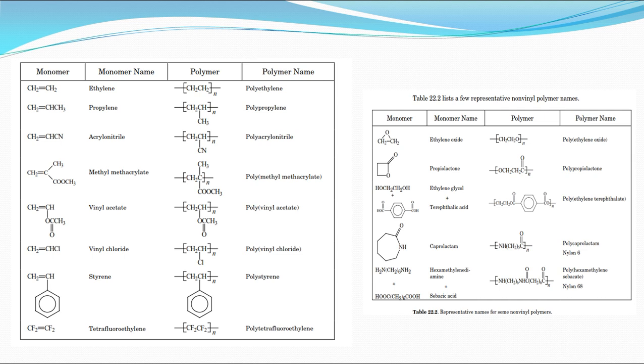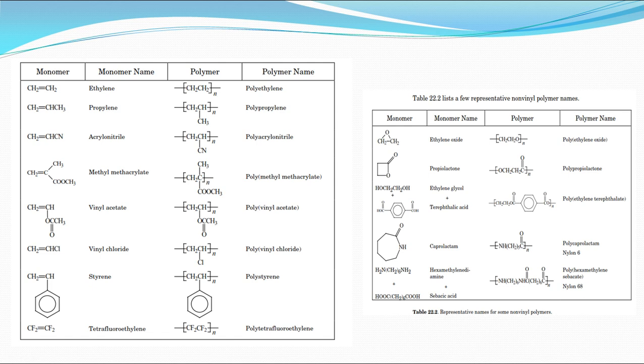Some examples of monomers and polymers: ethylene. The ethylene molecule is a monomer for the synthesis of polyethylene. Under heat and pressure it produces the polyethylene molecule. Polypropylene is produced from the propylene molecule. Propylene is a monomer. Acrylonitrile is the monomer for production of polyacrylonitrile.